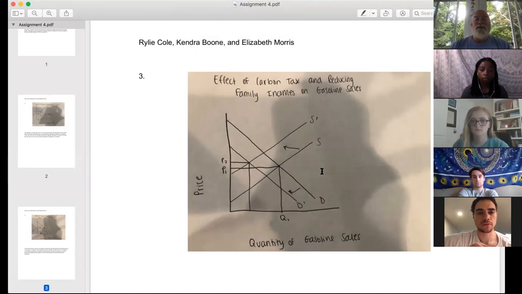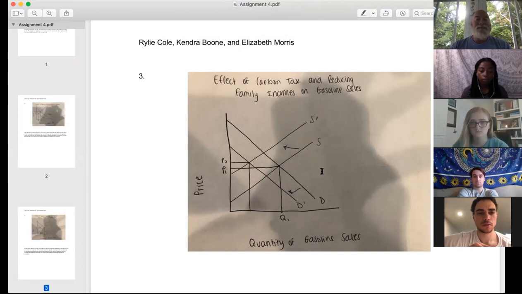Okay, now in the second part of the problem, what happened to demand? Did it increase or decrease? Decrease. When demand falls, what happens to the quantity? It goes down also. So in both cases, the quantity fell.